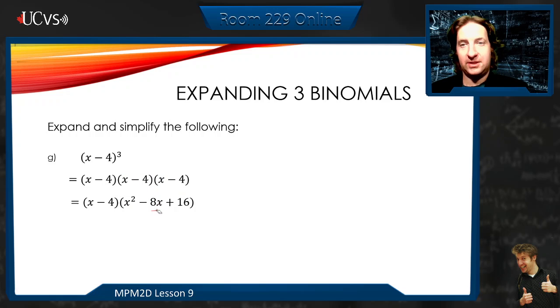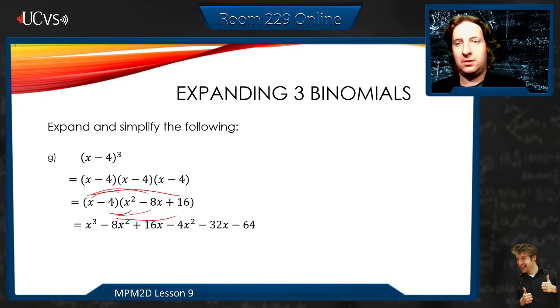I still have my first bracket, and I still have my x minus 4, so I have to do, again, with the trinomial. So to multiply x into everything, and then negative 4 into everything. That's going to give me a nice 6 terms here. So x times x squared is x cubed. X times negative 8 is negative 8x squared. X times 16 is 16x. Right, so these three terms again is just my second bracket, everything in my second bracket multiplied by x. Notice it looks the same as my second bracket, but these are now x cubed, x squared, x.